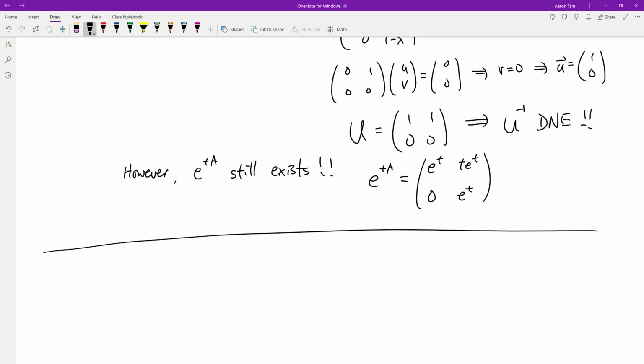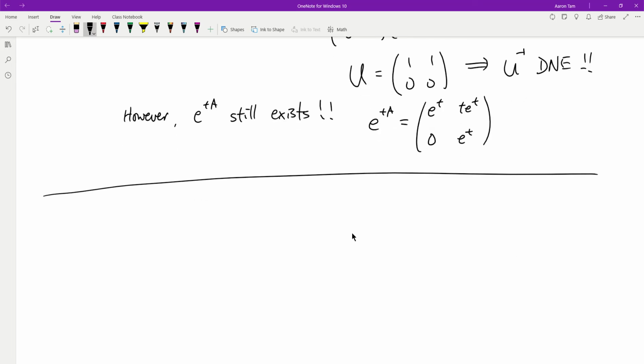With that being said, how about we try to actually use this formula to calculate e^(tA)? So I have some examples that we can look at. Let's give it a try. Let's try this one first. This one would be just finding e^(tA). Let A equal [[1, 4], [0, 5]]. Find e^(tA).